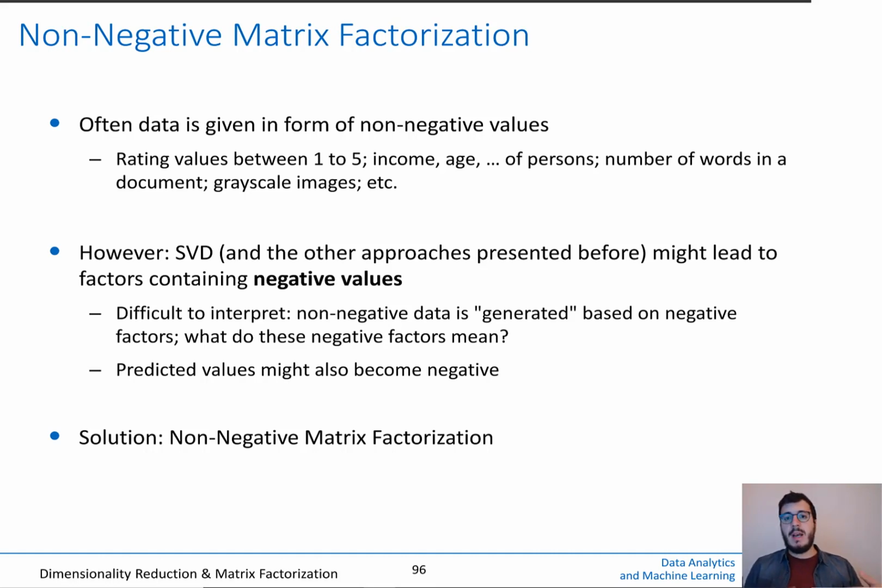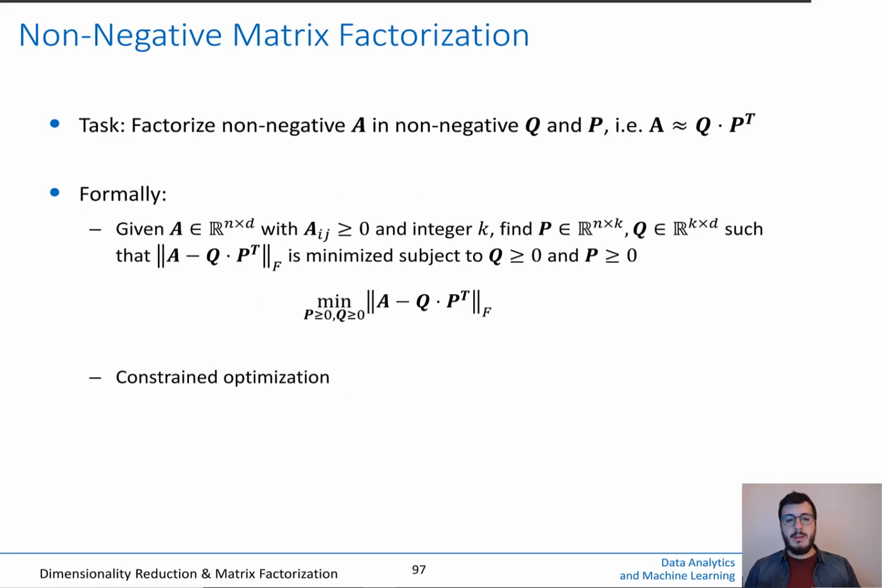But if you do SVD, or even the matrix factorization approach that we discussed so far, in the learned latent factors you will also get negative values. But this is a little bit counterintuitive because we can assume that positive values are only generated from positive factors. So one thing we can do is to directly try and learn only positive factors. And non-negative matrix factorization does exactly this. So the way we frame this is that we want to factorize a non-negative matrix A into non-negative Q and P in order to have a good reconstruction error.